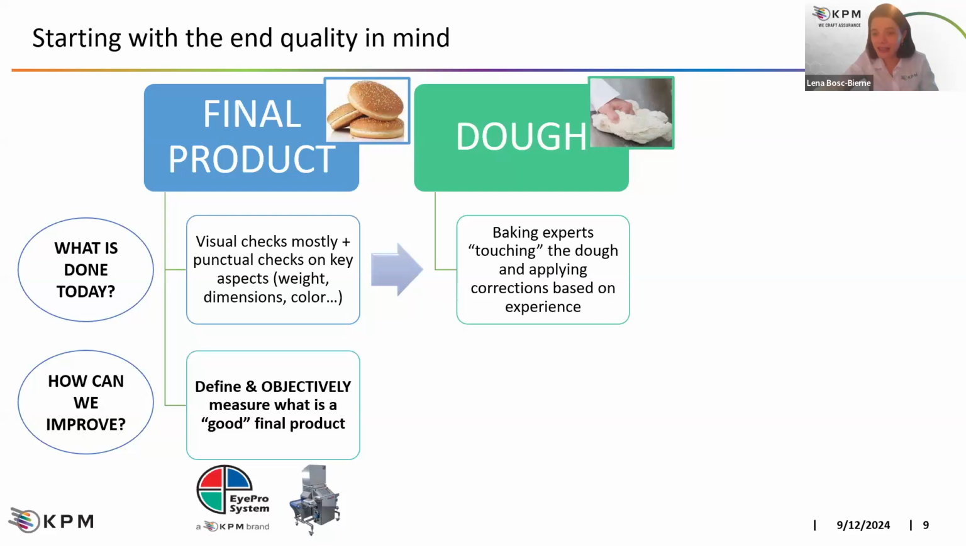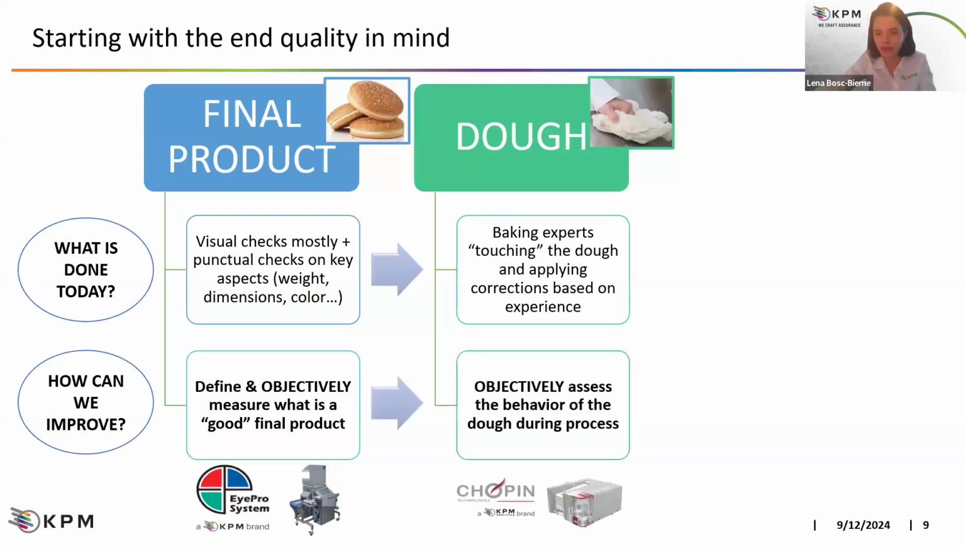Well, this is good, again, but this expertise is disappearing and is extremely difficult to transmit to someone else. It's in the end quite subjective. And so here the idea is to put numbers on this expertise and to objectively assess what is a good dough during the process, thanks to rheological instruments, thanks to, here I'm going to develop the mixer lab.